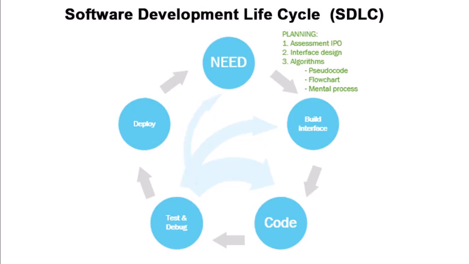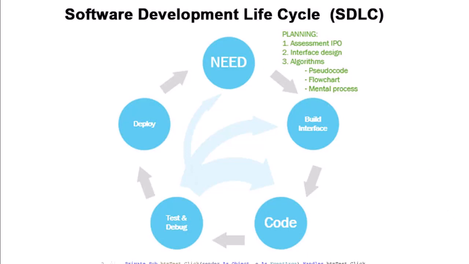Once we get it working, then it's time to deploy it to our computer or maybe to the Windows Store or somehow distribute this. Now notice we go back to the need. This is a cycle because down the road, you're probably going to find ways to improve this or add new features. And so this is a cyclical process that continues on with different renditions or different phases.